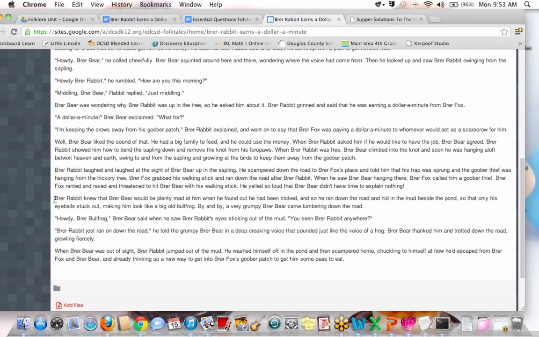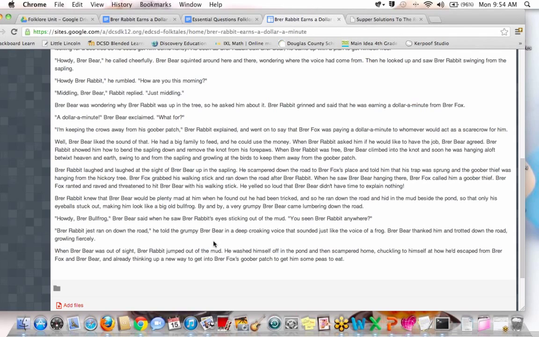Okay. Skipping ahead, Br'er Rabbit knew that Br'er Bear would be plenty mad at him when he found out that he had been tricked, so he ran all the way down the road and hid in the mud beside the pond so that only his eyeballs stuck out, making him look like a big old bullfrog. By and by, a very grumpy Br'er Bear came lumbering down the road. Howdy, Br'er Bullfrog, Br'er Bear said when he saw Br'er Rabbit's eyes sticking out of the mud. You seen Br'er Rabbit anywhere? Br'er Rabbit just ran on down the road, he told the grumpy old Br'er Bear in a deep croaking voice that sounded like the voice of a frog. Br'er Bear thanked him and trotted down the road, growling fiercely. When Br'er Bear was out of sight, Br'er Rabbit jumped out of the mud.